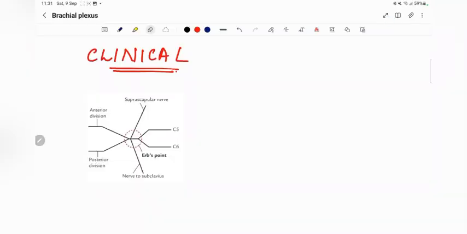Talking about the clinical correlation, let's first discuss the Erb's point. So what is the Erb's point? As you can see here, this is the Erb's point. Erb's point is the region of the upper trunk of the brachial plexus where 6 nerves meet. So which are the 6 nerves?